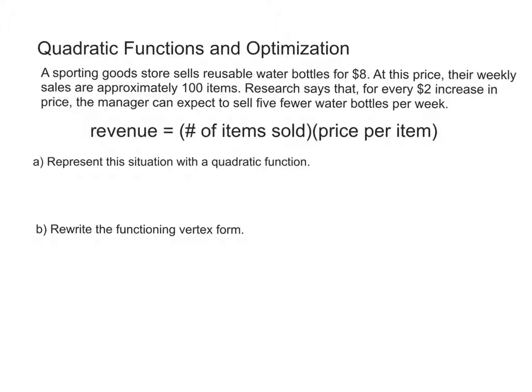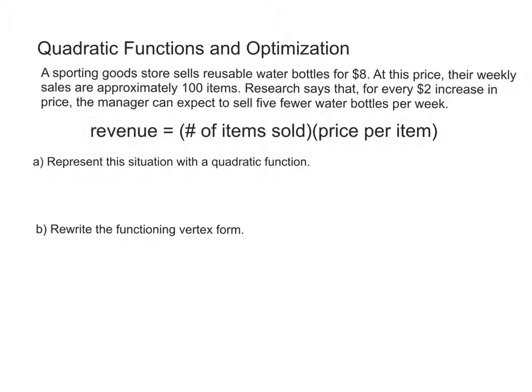This is how we're going to calculate revenue. Revenue is equal to the number of items sold multiplied by the price per item. And that's how we came up with that 800 at first, right? There were 100 items sold, they each cost $8, so the revenue was 800. This sales manager wants to increase that revenue by making the bottles more expensive.